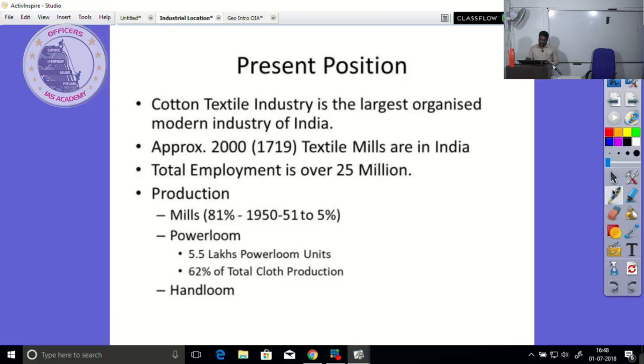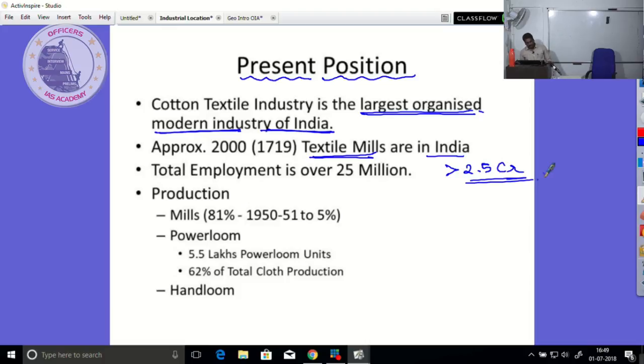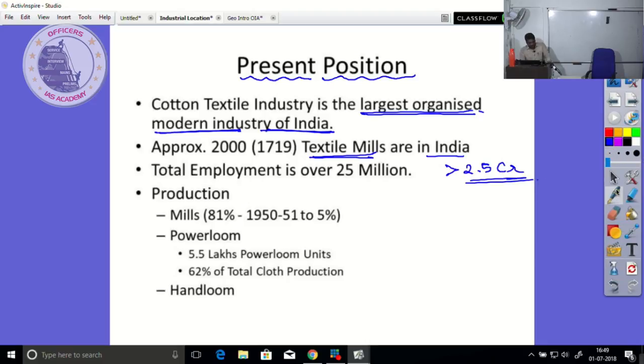Now, when I talk about the present position of the cotton textile industry, some basic facts say the cotton textile industry is the largest organized modern industry in India. Approximately, leave the exact figure, sir, somewhere around 2000 textile mills are there in India, which employ more than 2.5 crore people.